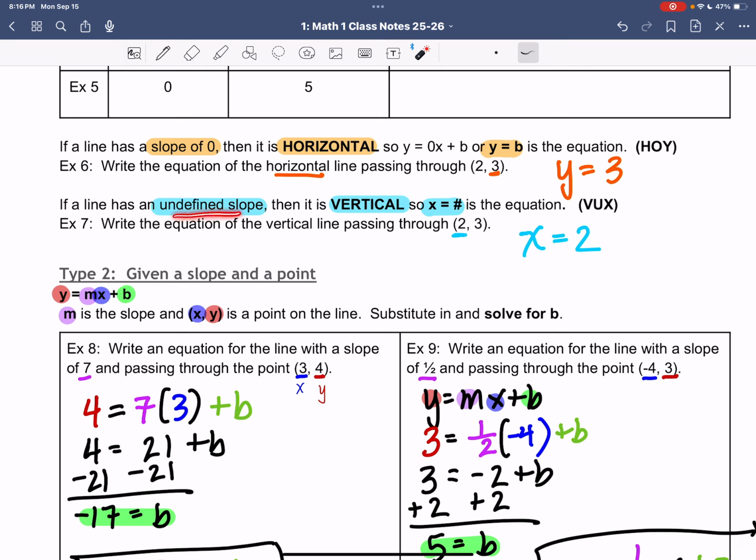Now, if it's an undefined slope, remember, undefined goes this way. It's vertical, so it's x equals a number. That's your VUX: vertical, undefined, x equals a number. So if we want to write a vertical line passing through that point, you're going to look at your x value, and your equation is x equals 2.